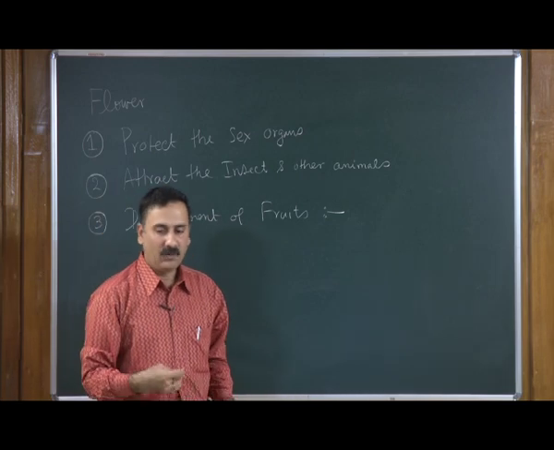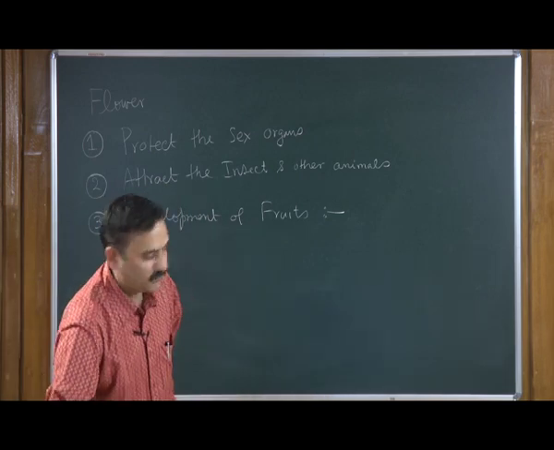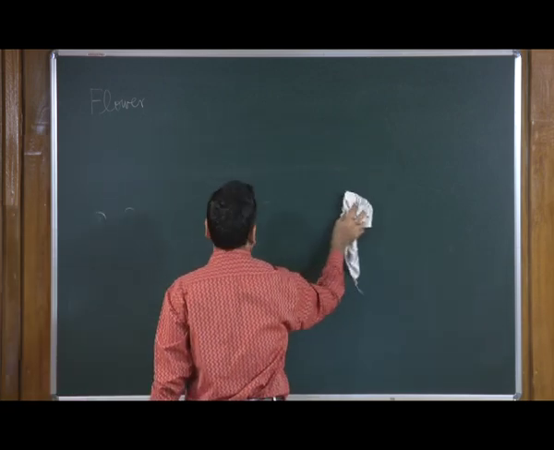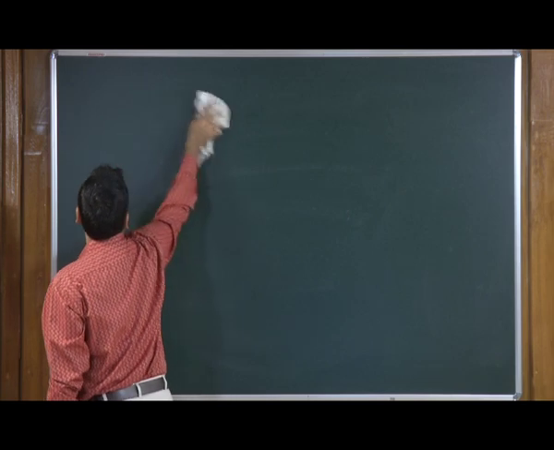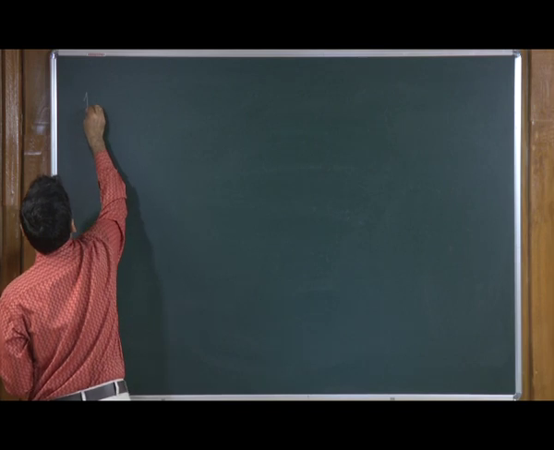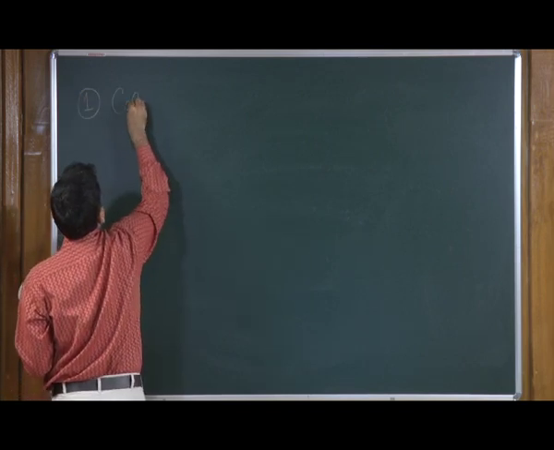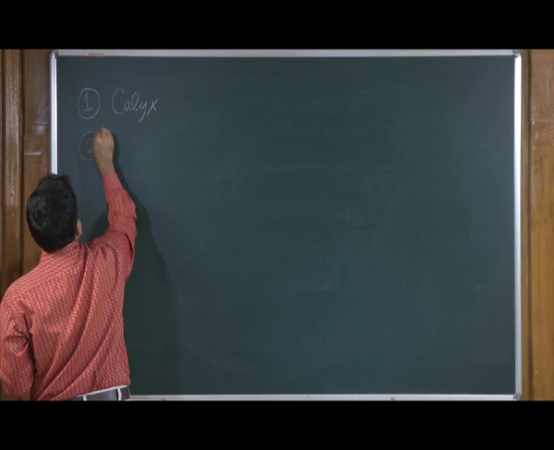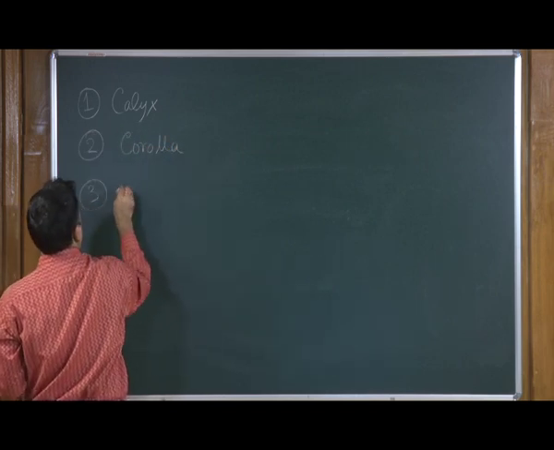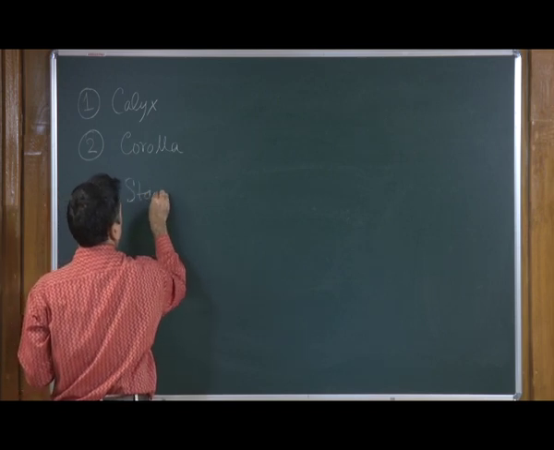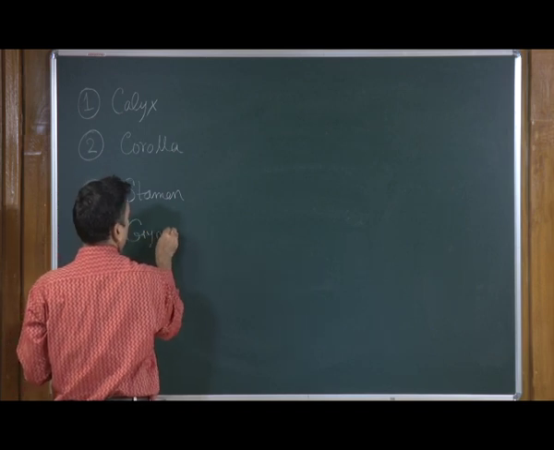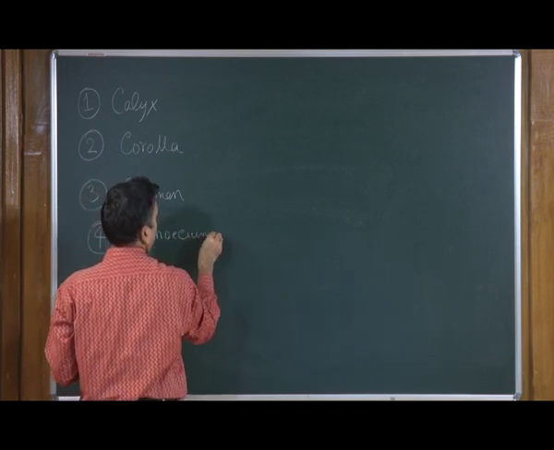So, now what are we going to discuss? We are going to discuss the different parts of the flowers, and in the coming lectures we are going to discuss the four major parts. One is the calyx, we are going to talk about the corolla, we are going to talk about the stamen or the androecium, and we are also going to talk about the gynoecium or the female sex organ.